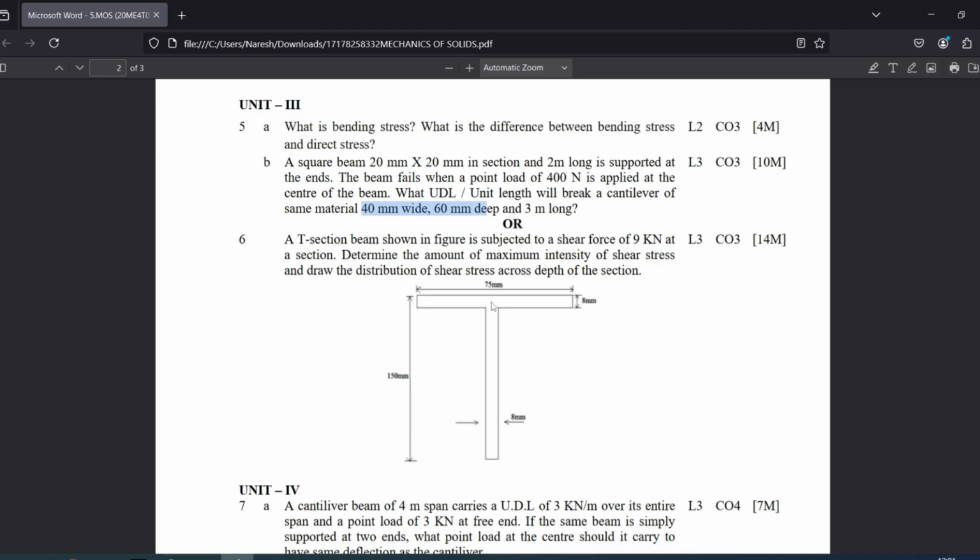Now, a T beam shown in the figure is subjected to a shear force of 9 kilonewton. Determine the maximum shear stress and how it is distributed across the depth of the section. Okay, F A y bar by I b. Again, you can simply utilize the equations.